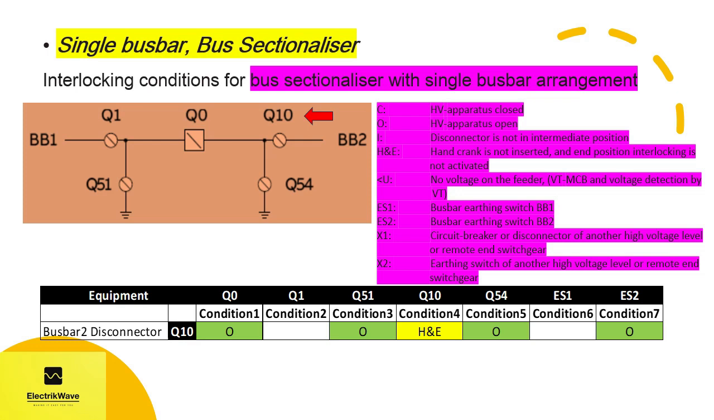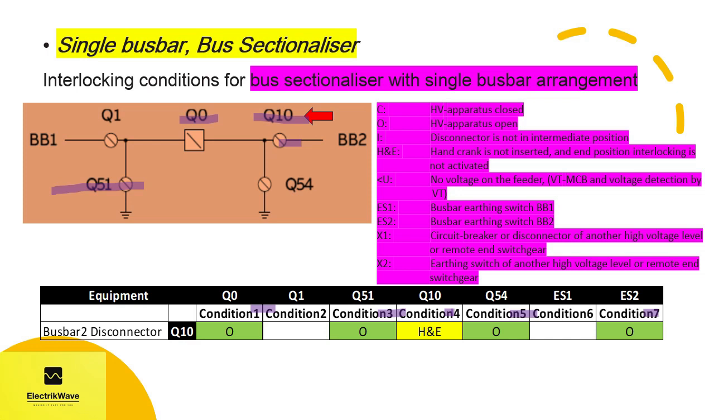Here Q10 is switchable if conditions 1, 3, 4, 5 and 7 are fulfilled. That is, circuit breaker is open, then busbar 1 earth switch is open, then busbar 2 disconnector hand crank is not inserted and end position interlock is not activated.